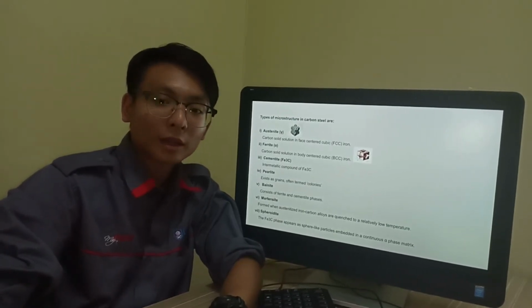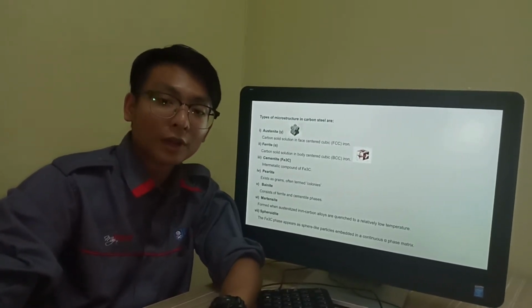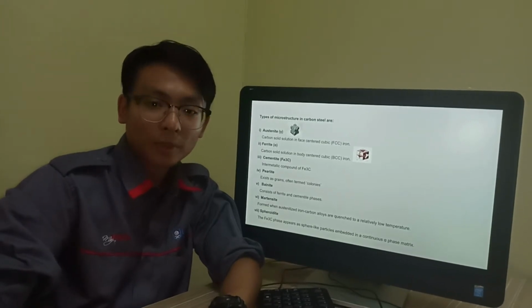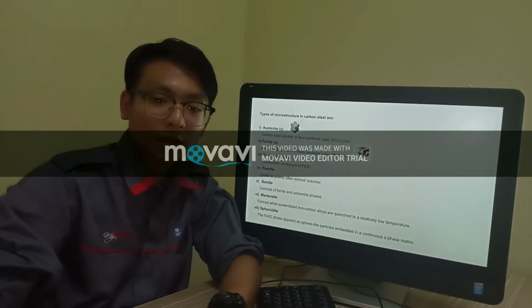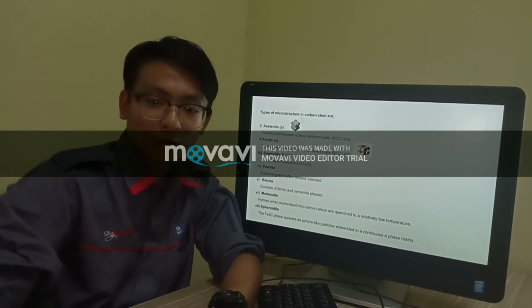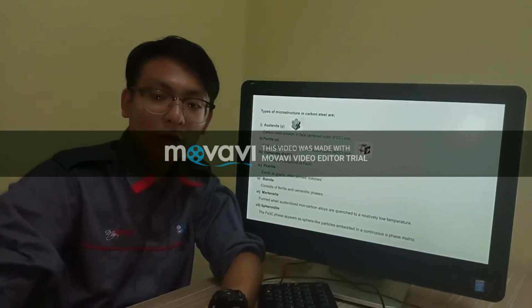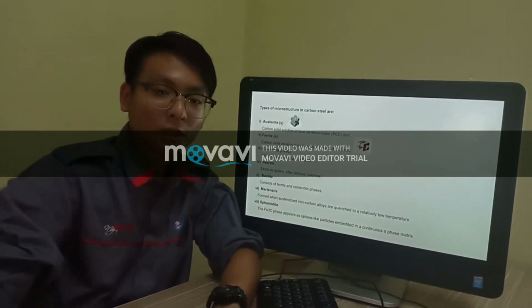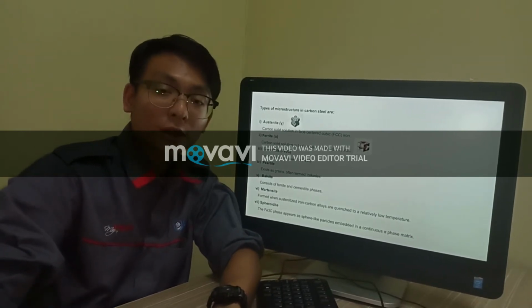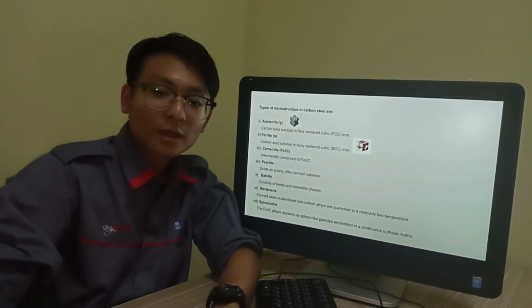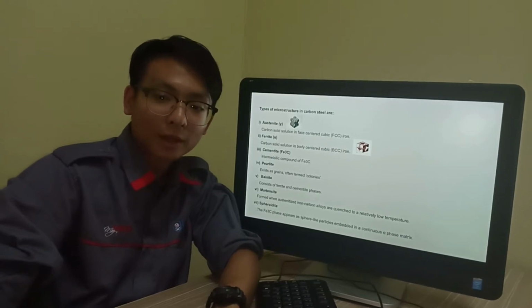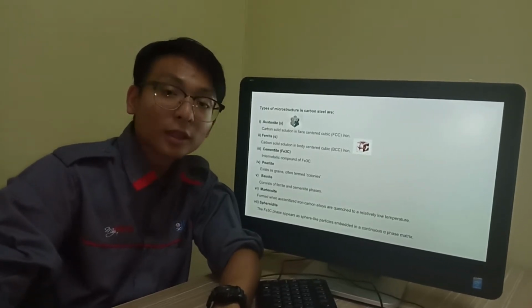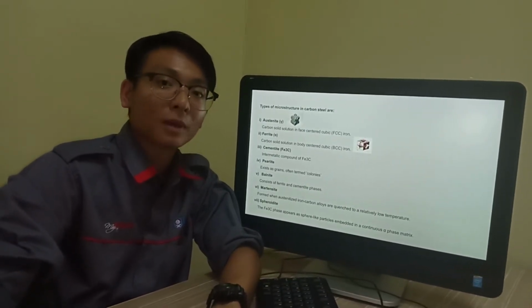Number 5, bainite. It consists of ferrite and cementite phases. Number 6, martensite. It forms when austenite iron carbon alloys are quenched to a relatively low temperature. And the last one, spheroidite. The Fe3C phase appears as sphere-like particles embedded in a continuous alpha phase matrix.